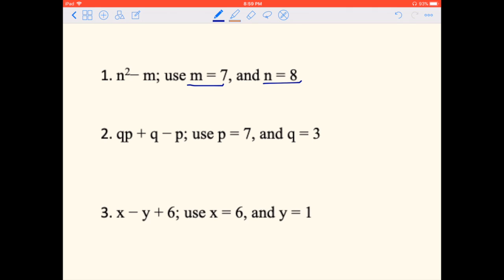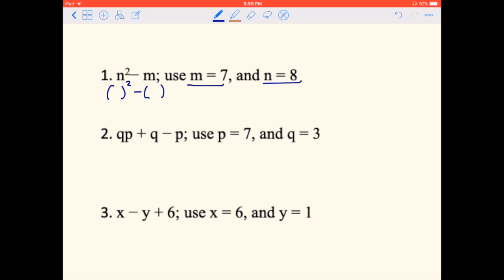When we insert them into the equation, I always like to use parentheses so that we don't get any of our numbers and symbols mixed up. Looking at this first one, we have n squared minus m. Instead of n, I'm going to add parentheses, squared, minus, and then instead of this m, I'm going to put parentheses as well. So my first step is to replace all the variables with parentheses.